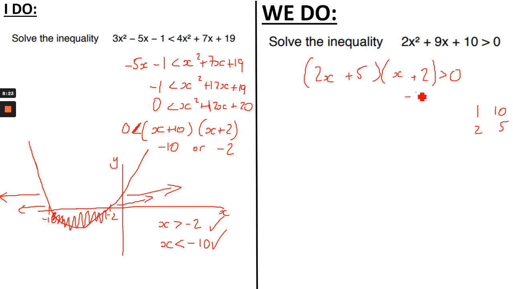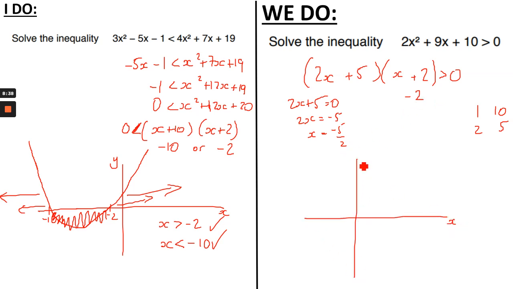So the roots of this one are negative 2, but for this one, 2x plus 5 equals 0, you'd have to rearrange that. So 2x equals minus 5, so x equals minus 5 over 2. So those are your two roots. If you were to sketch it, it's going to cross at minus 5 over 2, which is minus 2.5. So that's going to be here, and that one's going to be there.